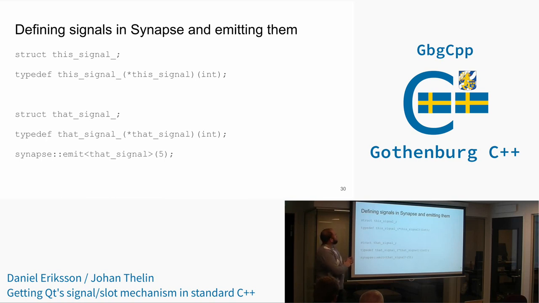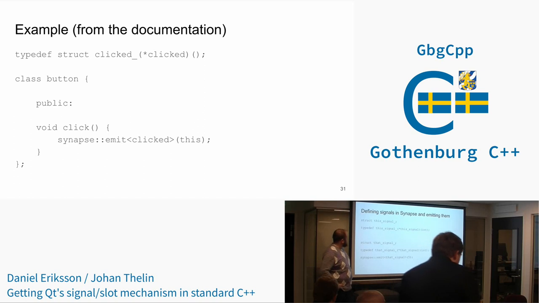When defining a signal in Synapse, you basically do like this. You have a basic thread and then can connect a function pointer, where you actually get the name of the thing like this. And you have an input parameter there. So the two signals look basically the same, but they have different names. So that's how we distinguish them from each other. When emitting a signal, you call synapse emit with a type and then the value for the parameter.